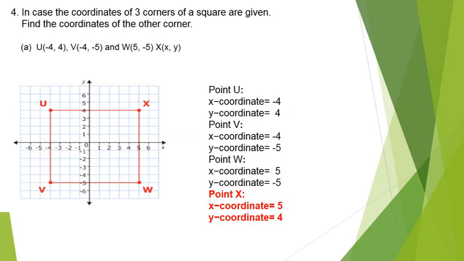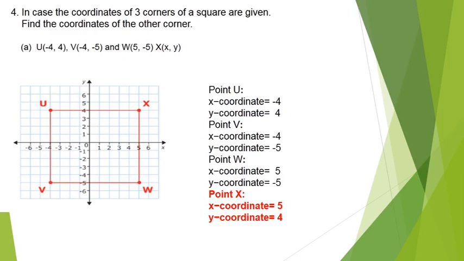In case the coordinates of 3 corners of a square are given, find the coordinates of the other corner. A square has 4 sides, so it means we need 4 points, 4 coordinates. We have 3 coordinates given and 1 coordinate we're going to find. Option A: u is -4 and 4, v is -4 and -5, w is 5 and -5, and x is x and y, because we need to find x. What will be the coordinates of x?